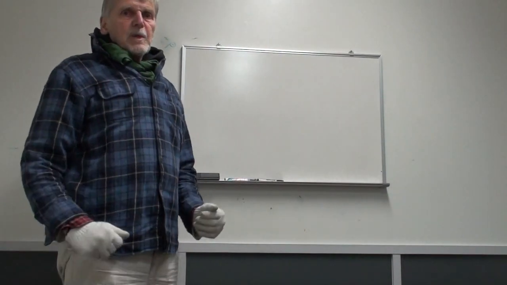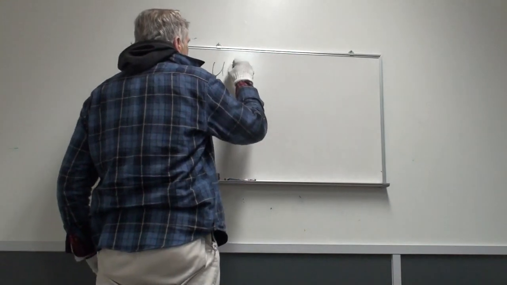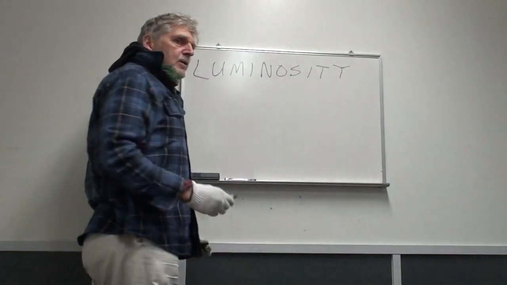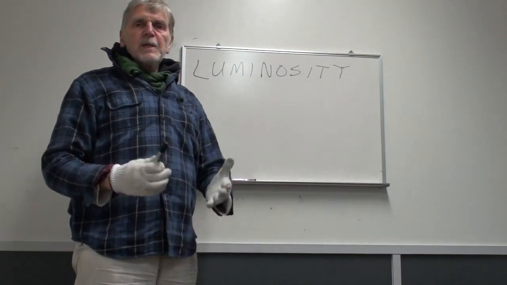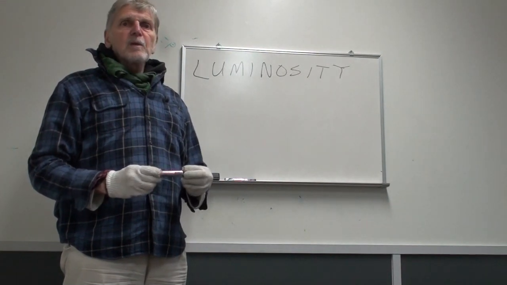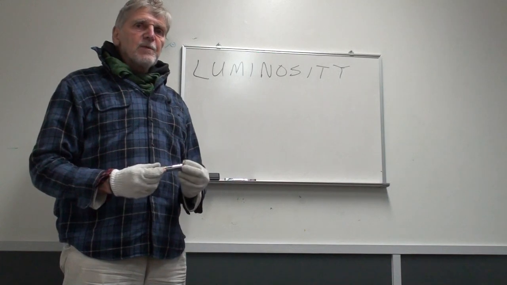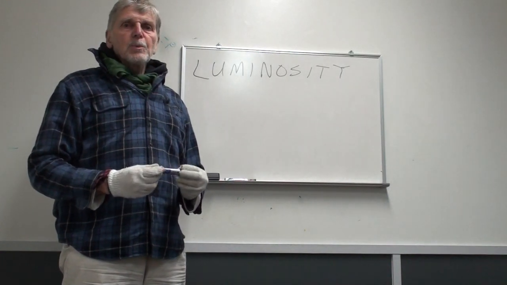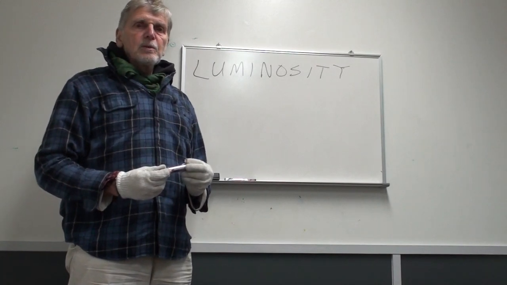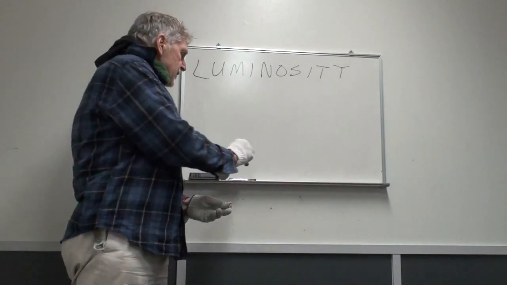So let's explore the topic of luminosity. Luminosity is the amount of energy per second that an object emits. You might say it's the amount of light that the object emits, except that not all of the energy is in the visible spectrum. It could be in other parts of the electromagnetic spectrum, but it's still energy. So we say that the luminosity is the amount of energy per second that an object emits.